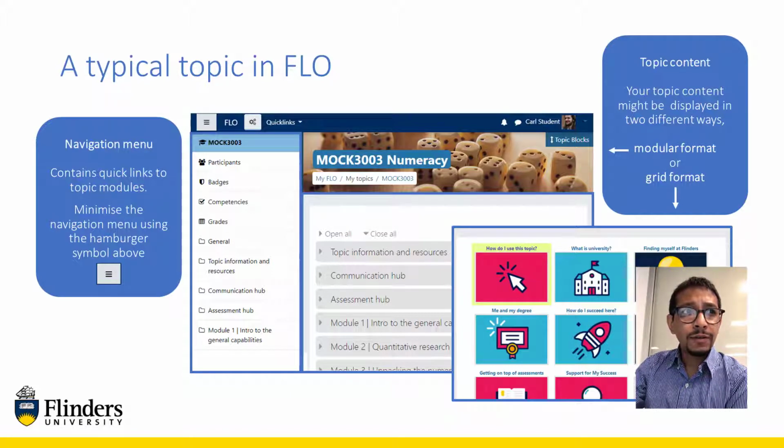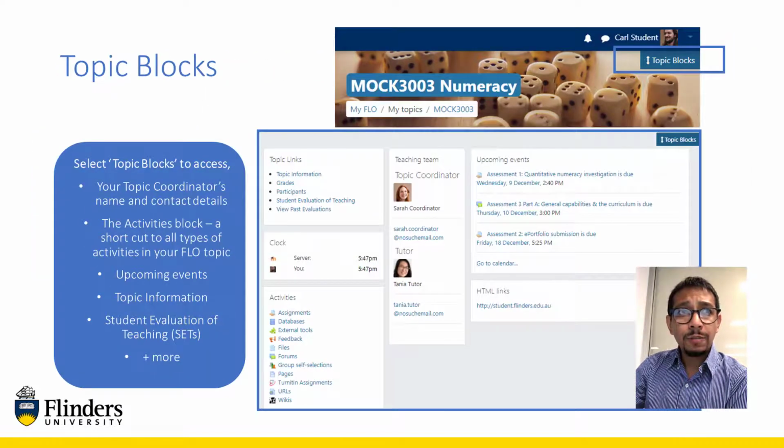Information on your topic page has also been organized into topic blocks. Each topic block will contain different types of information. For example, one will display your topic coordinator's name and contact information. Another will provide you with shortcuts to all types of activities in FLO, and another will contain important information about upcoming events.